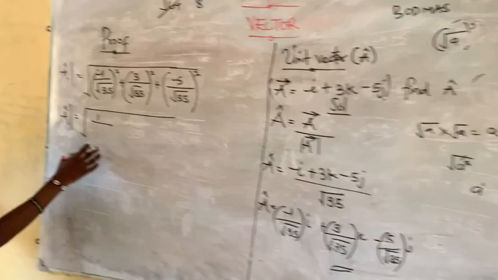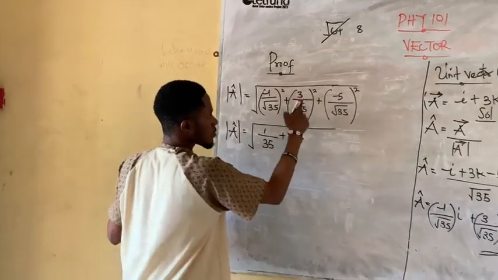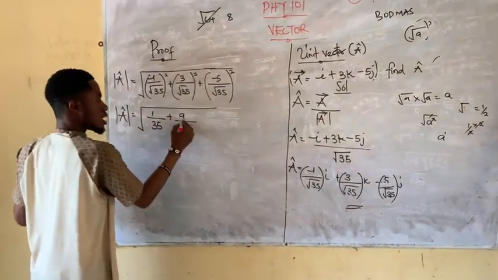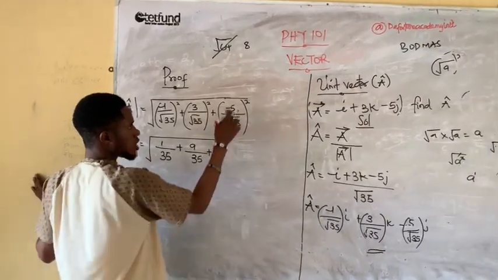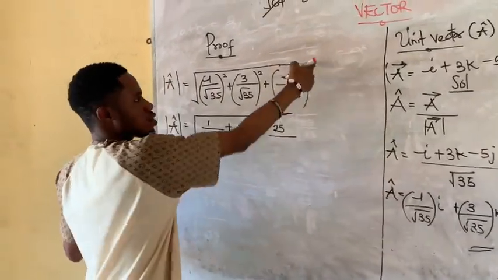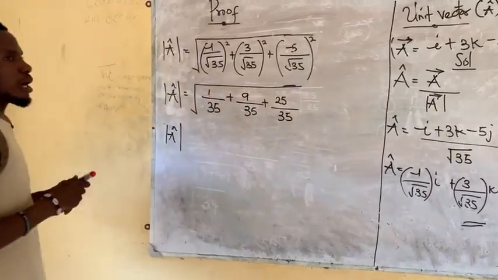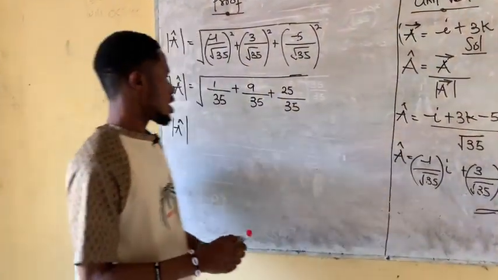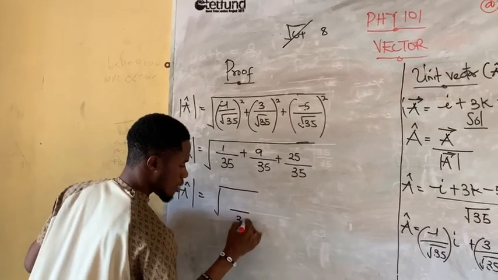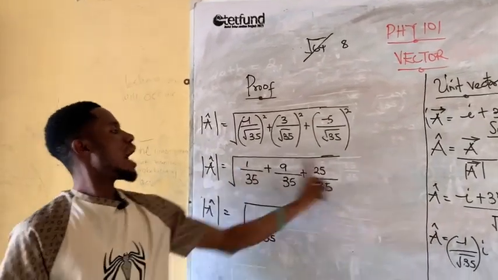So from here, root 35 squared is also 35. Plus 3 squared is 9, all over root 35 squared, which is 35. Plus minus 5 squared is 25, all over root 35 squared, which is still 35. And in your primary school, there's something they taught you. They said when all denominators are the same, pick 1 as your LCM. So all denominators are the same, I pick 1 as my LCM. So my LCM becomes 35.